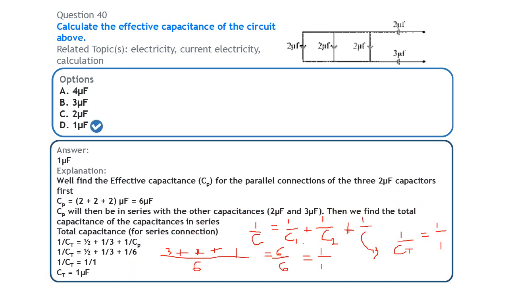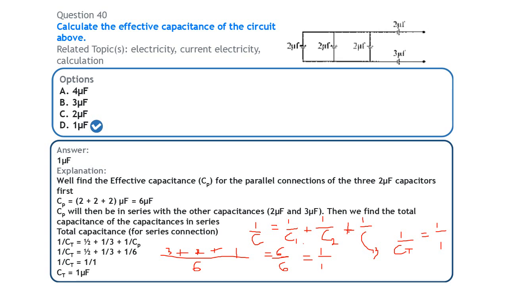Now remember that when you have capacitors in parallel, how do you find the effective capacitance? You just add up those capacitances. You add up the capacitances. So the effective capacitance for these 3 that are in parallel is going to be equal to, just add up these capacitances. So you have 2 plus 2 plus 2, and that is 6 microfarad.